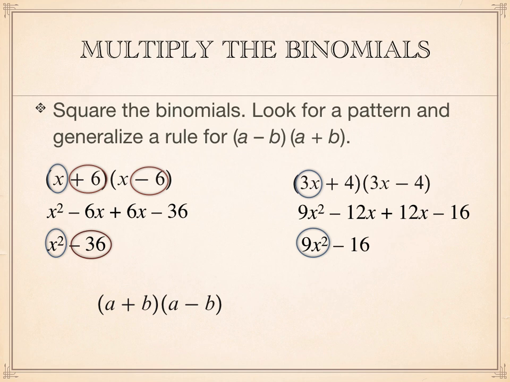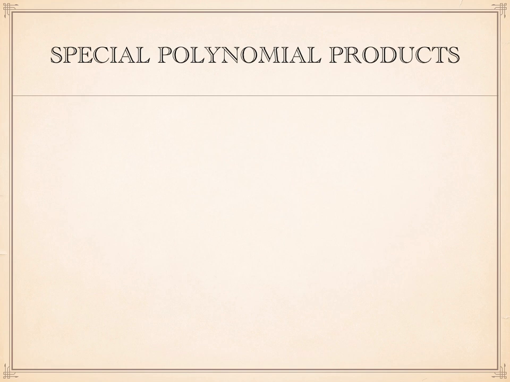Now we're taking the -6 times +6, that's -36. Over here, +4 times -4 is -16. So we'll have minus b squared, because it's always going to be a minus sign following the a squared. So there's our rule. So the three examples we just did are classified as special polynomial products.